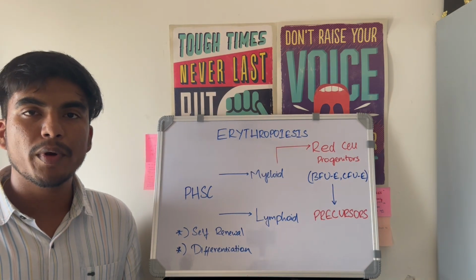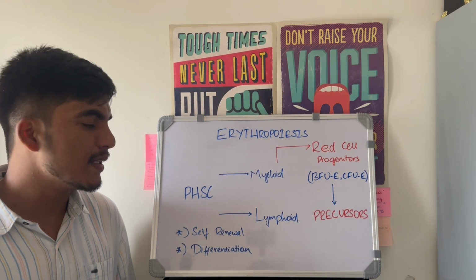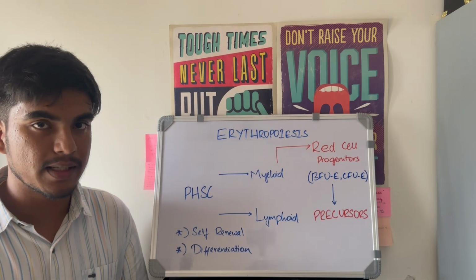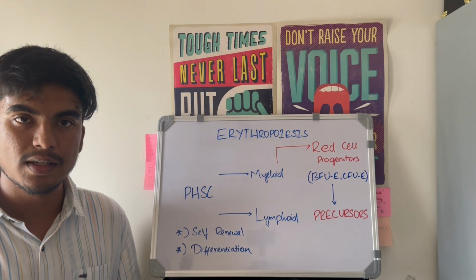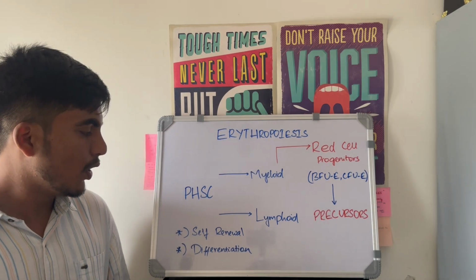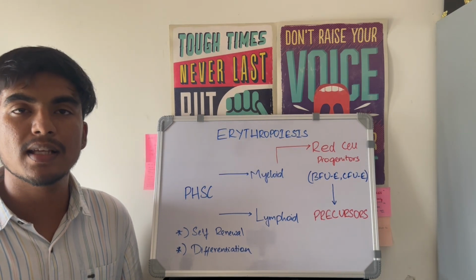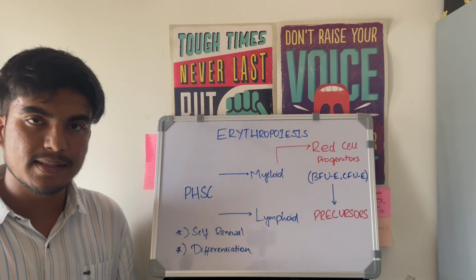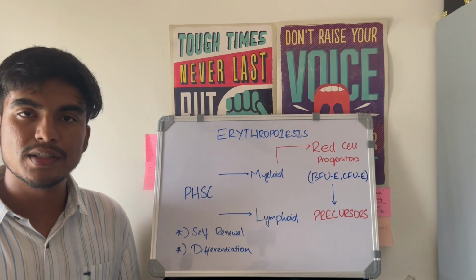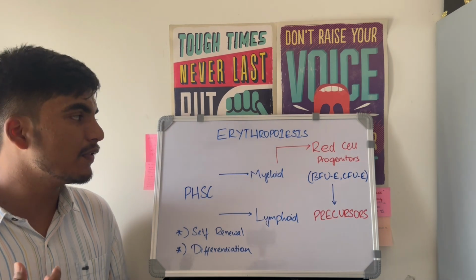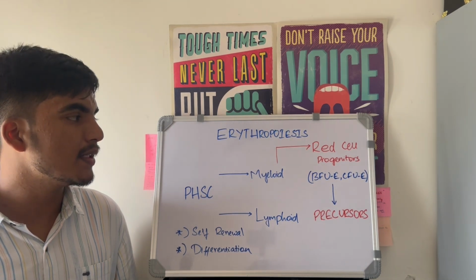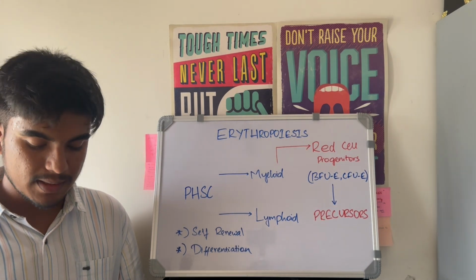Self-renewal is nothing but the property of duplication. PHSC differentiates into different kinds of cells. When it does so, the number of PHSC itself decreases. To maintain the reserve of the stem cells, it has a property known as self-renewal, which means it duplicates itself. Another property is differentiation. This pluripotent hematopoietic stem cell gives rise to different types of cells, as I told before, which are the red blood cells, white blood cells and the platelets.